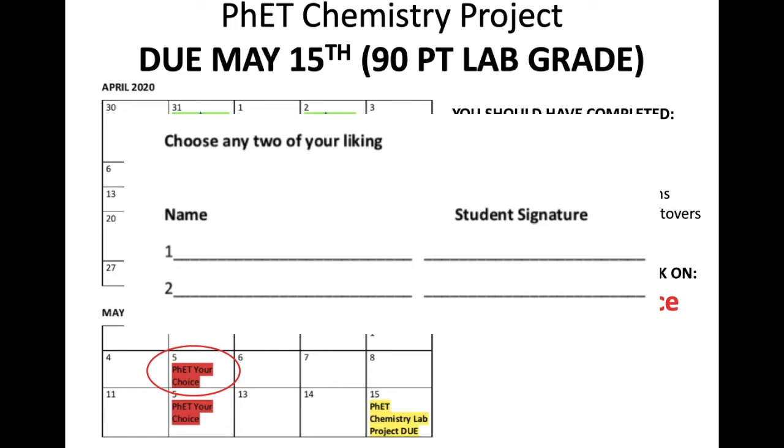What you need to do is write the name of the PhET that you chose, sign it, have your parents sign it, and you're going to do another one of those next week, and then you'll be done.